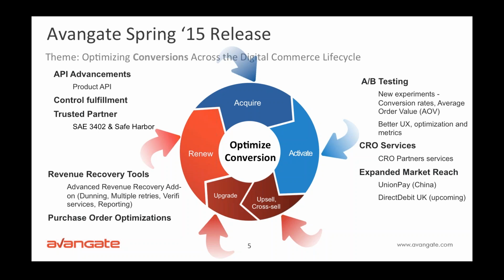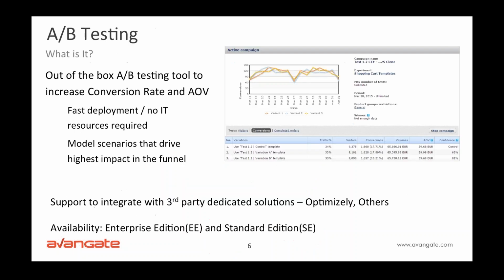Okay, with that, let's jump into our first major golden feature for this release, which is A/B testing. Stepping back, what is it? A/B testing, as most of us know, being in this industry, is simply a way of helping us increase conversion rate and average order value. What is unique?